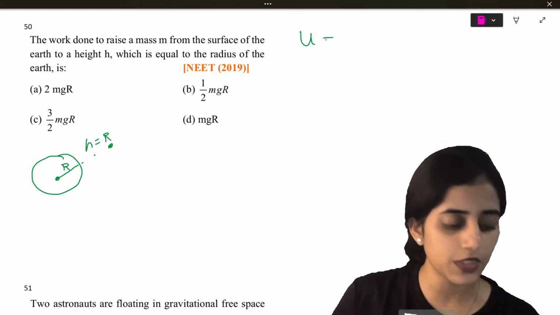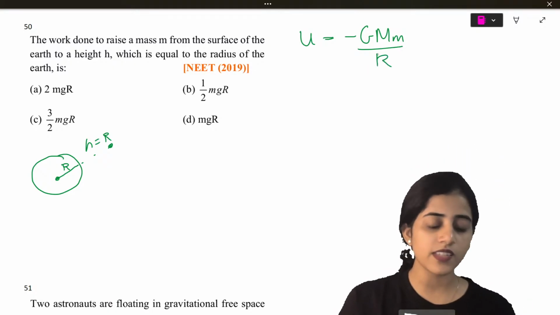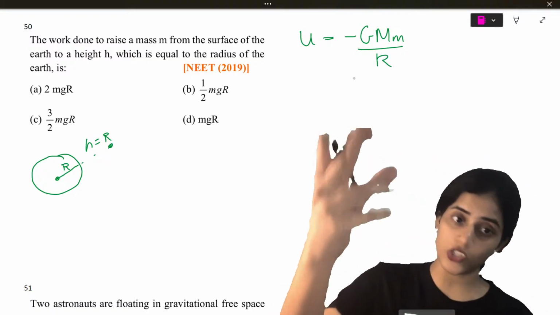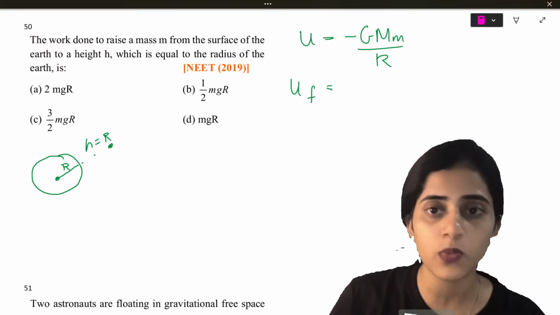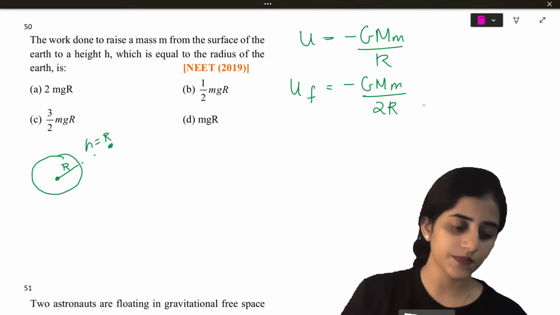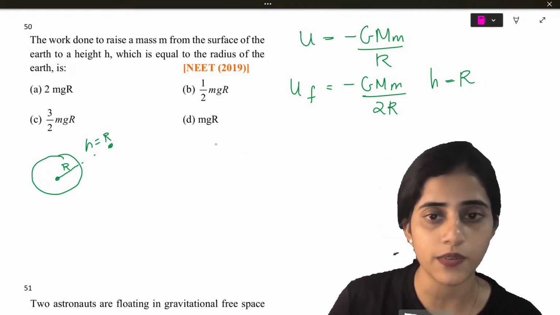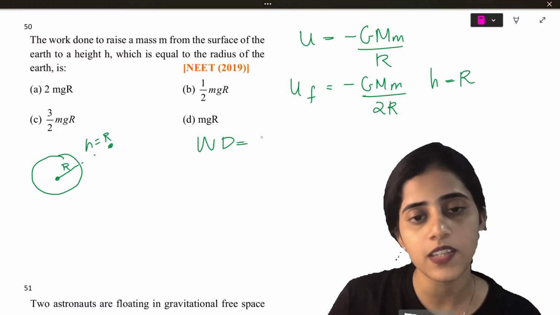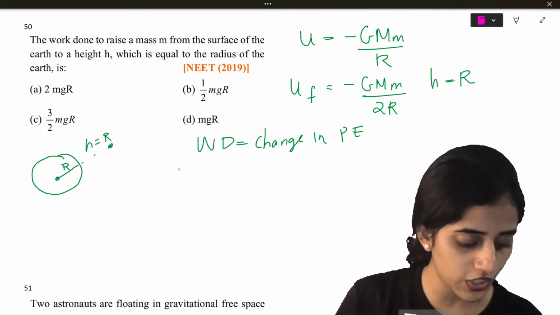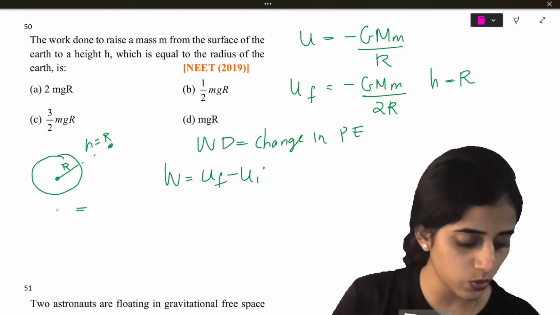Okay. So what is the potential energy? Minus GMm by R. This is the initial potential energy at the surface of the earth. Now final potential energy at a height h will be how much? So U final will be minus GMm divided by 2R. Why? Because h is equal to R, which would make it 2R. So now the work done is what? Work done is change in potential energy. So work done is U final minus U initial, which is equal to what?